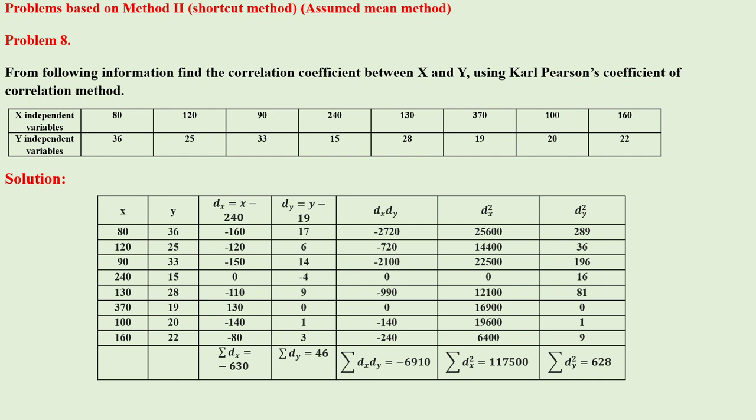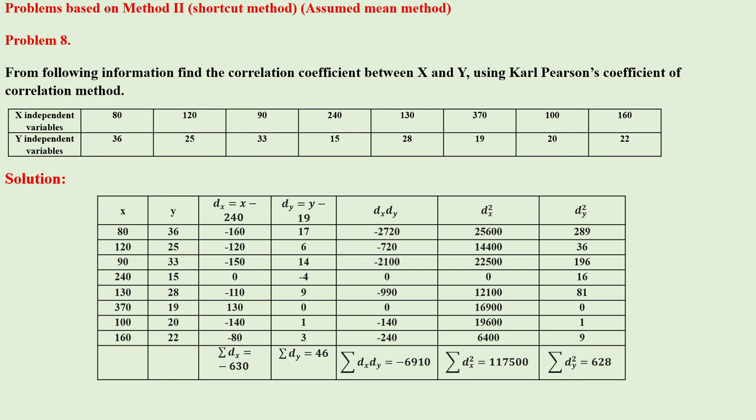Next we find dx square, that is the square of column number 2. So we square every number in column 2: minus 160 square is 25600, minus 120 square is 14400, minus 150 square is 22500, 0 square is 0, minus 110 square is 12100, 130 square is 16900, minus 140 square is 19600, minus 80 square is 6400. Adding all of these, sigma dx square is equal to 117500.